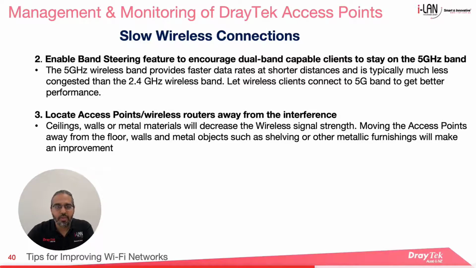Some other points to consider to improve slow Wi-Fi connections are enabling the band steering feature to encourage dual band capable devices to stay on the 5 GHz band. The 5 GHz band provides faster data rates over short distances. This also frees up the 2.4 GHz band, so it'll stay less congested, thereby improving speeds for these wireless clients.